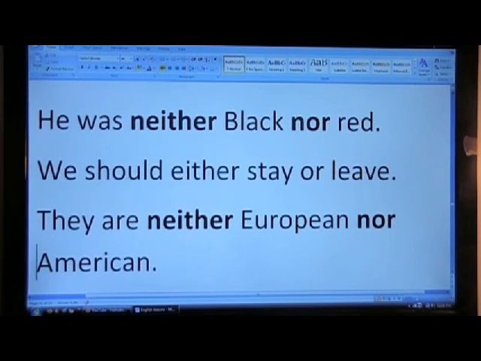Positive: we should either stay or leave. Negative: they are neither European, which means they're not from Europe, nor American. So this means they're not from Europe, they're not from America either. They are neither European nor American.